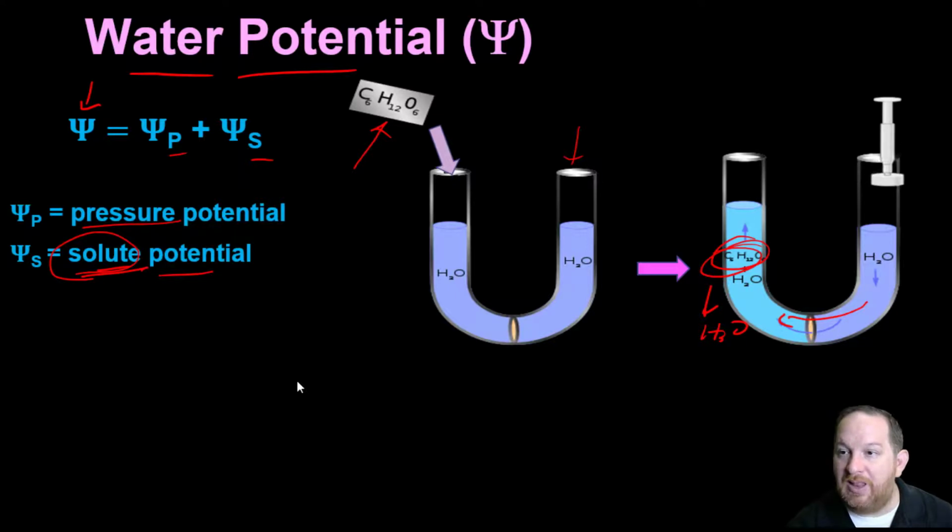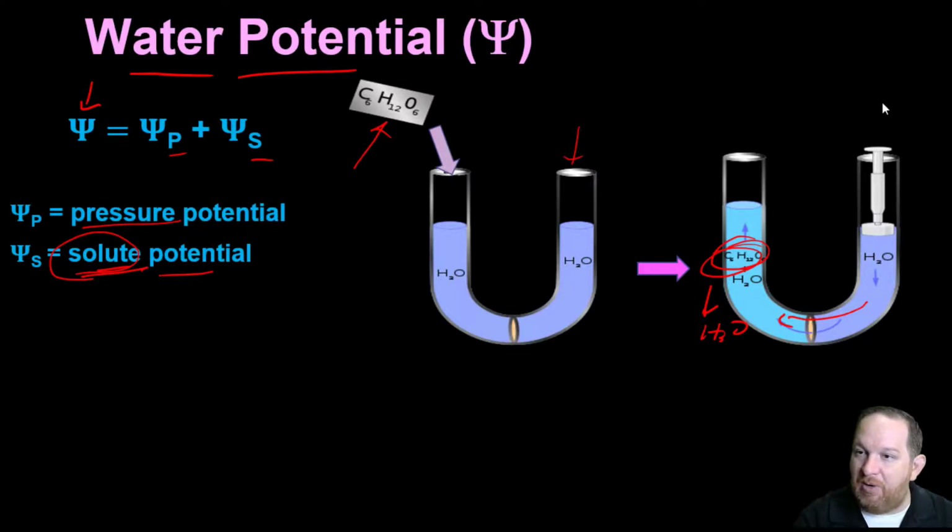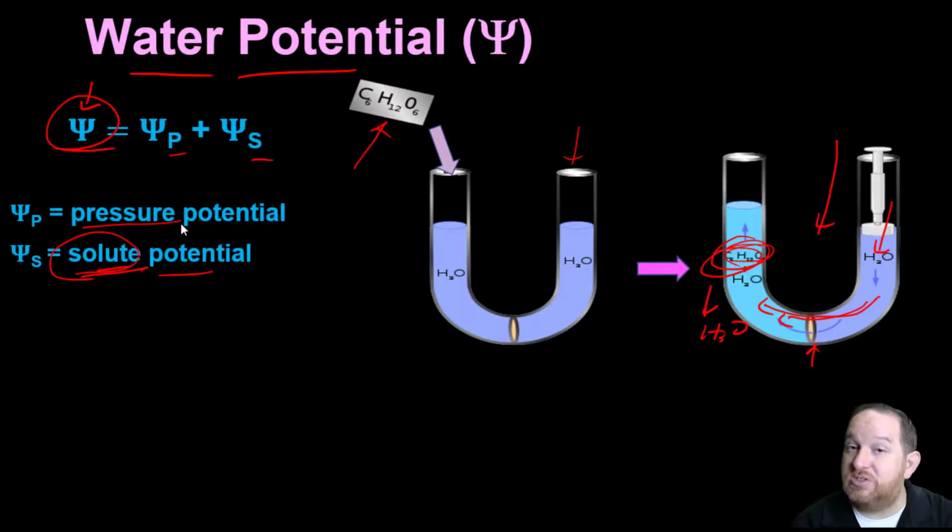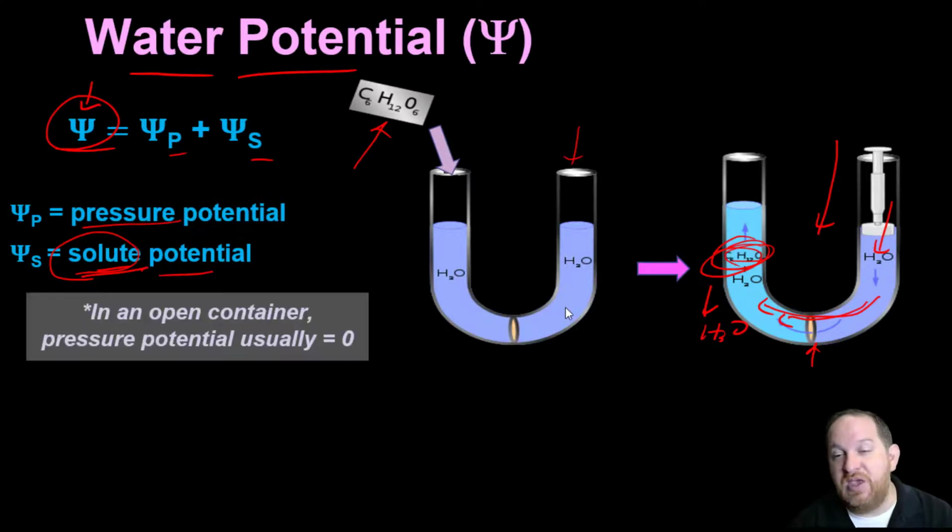So let's then say we took our perfectly trained hand and we applied some pressure. Well, what's going to happen if we apply some pressure and push water through this membrane? Oh, even more is going to go. So in this case that you see here, you'll notice water was already moving because of the solute. Now we've applied some pressure, so the total water potential is going to be even greater to move because of the pressure plus the solute. And as I mentioned, in an open container, the pressure potential is usually 0.